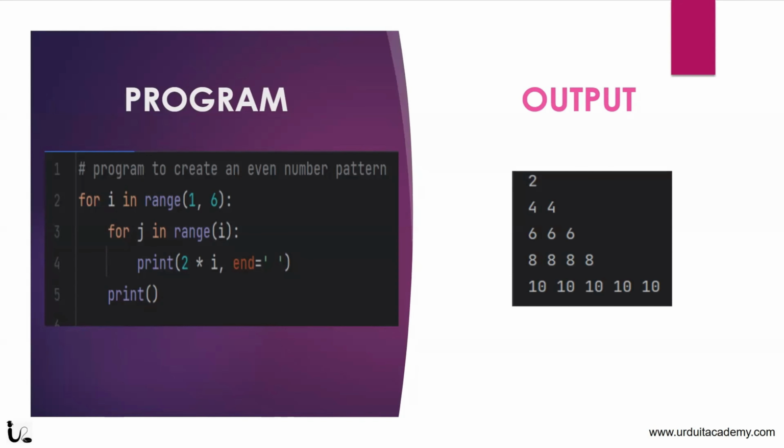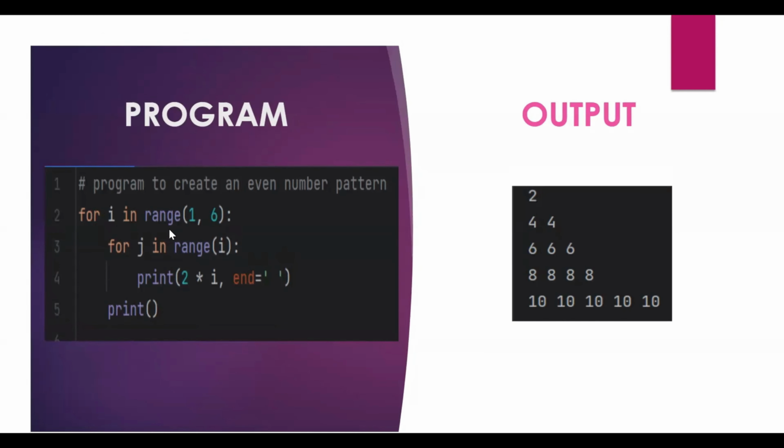Here you can see I have a for loop, for i in range 1,6, starting from 1 up to 5. Inside the for loop, for j in range i, initially it will be 1, then 2, 3, like that. Inside the second for loop, I am printing 2 into i. In the first execution, i is 1, so 2 into i means 2 into 1, which is 2.